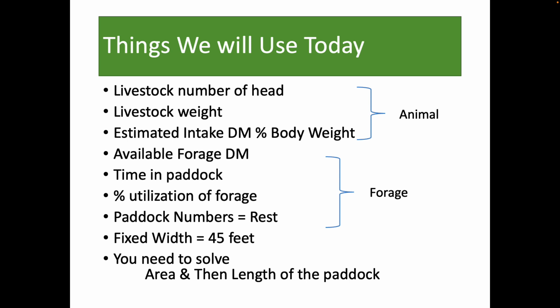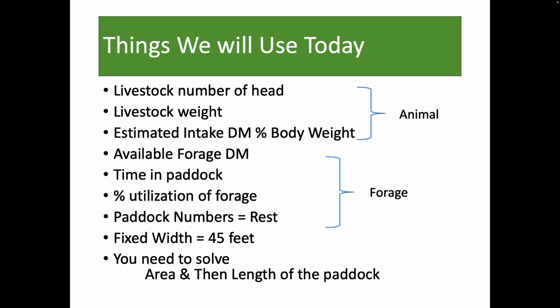Maybe we're going to do weekly moves. Maybe we're going to do daily moves, maybe twice weekly. In our situation here, they're going to be in there for about 18 hours. So we'll see that when we do the calculation. We need to know the percent of utilization of the forage that we're going to try to go after. Then we can figure out our paddock numbers.